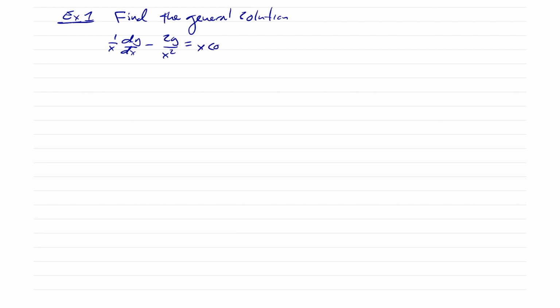So let's see, example 1 in the book. So this will actually be our second example. So they want us to find the general solution of 1 over x dy by dx minus 2y over x squared is equal to x cosine of x, and they want this to hold for x bigger than 0.